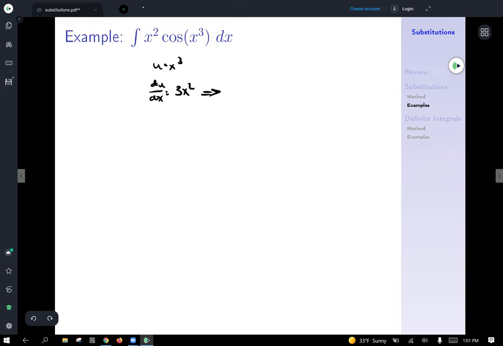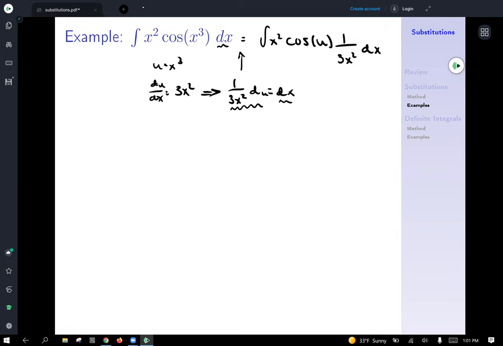That implies that 1 over 3x squared du is equal to dx. Yes? Make the substitution. Using this substitution, we're just going to leave that x squared alone. We're not substituting in for it. We're only going to substitute u in for the thing we chose it to, cosine of u, x to the third. And we're going to replace the entire differential dx with 1 over 3x squared du.